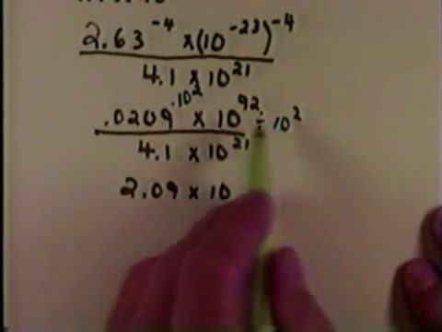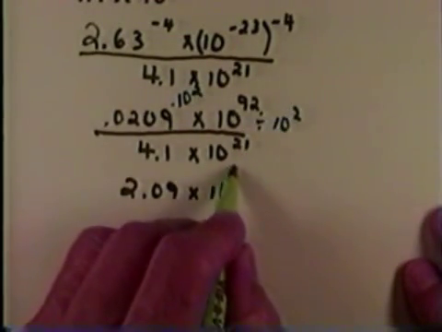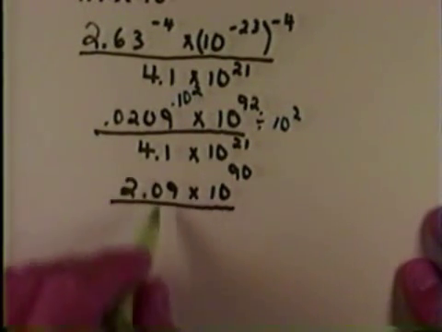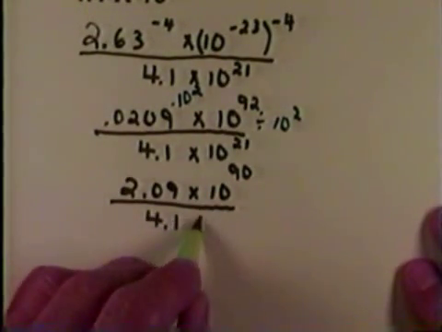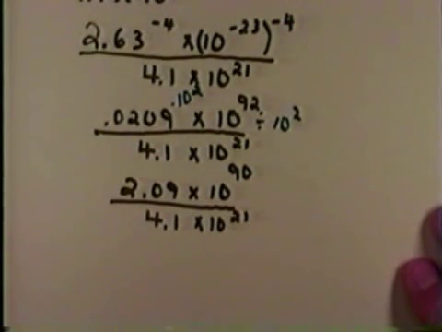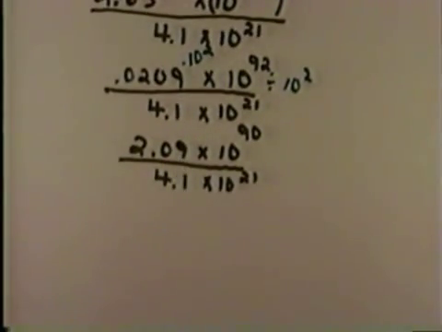To divide powers having the same base, I keep the base and subtract the exponents. So that would be 90 divided by 4.1 times 10 to the 21st. Now I do the division on the calculator.